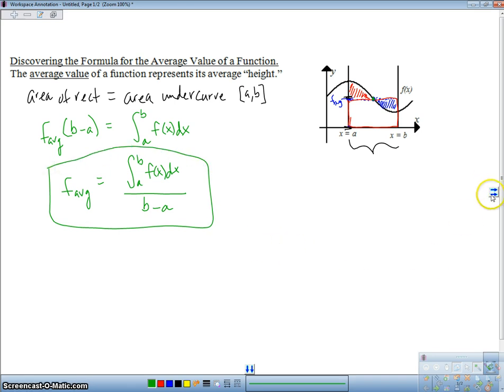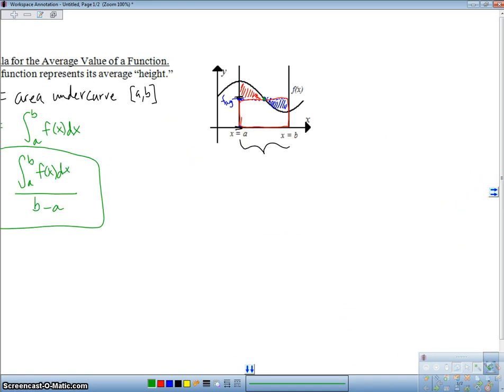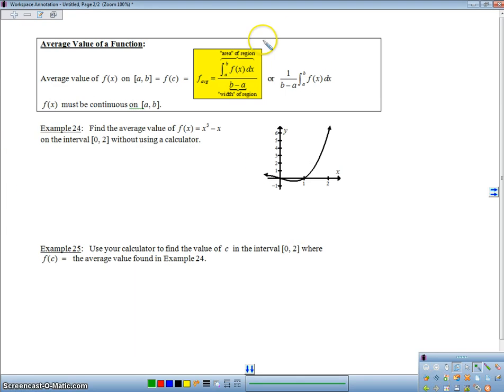So in the next slide, I have the average value formula. The average value on an interval from A to B is the definite integral from A to B, that's the area of the region, divided by the width of the region, and that's going to give you the average height of that function between A and B. Now, it has to be a continuous function. So let's take a look at an example.